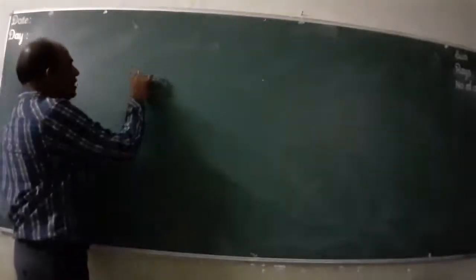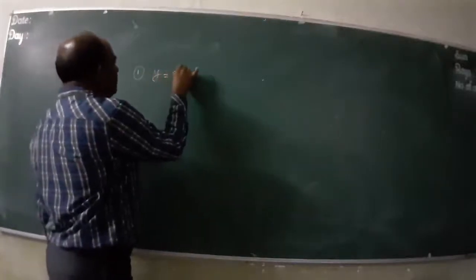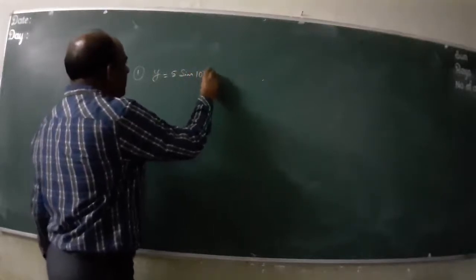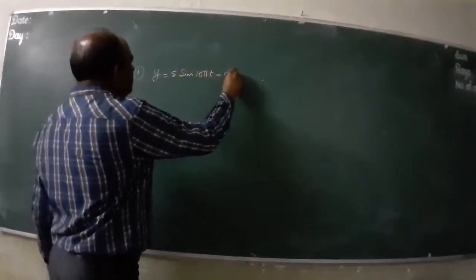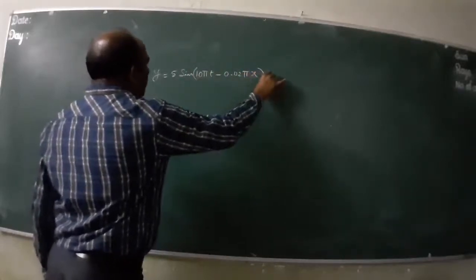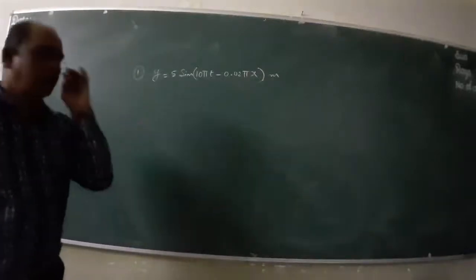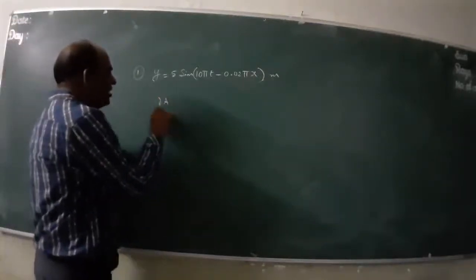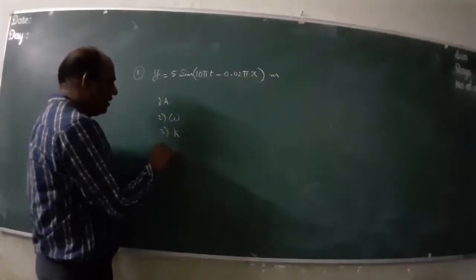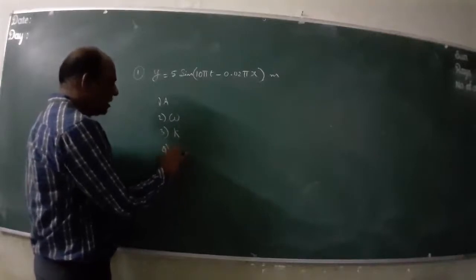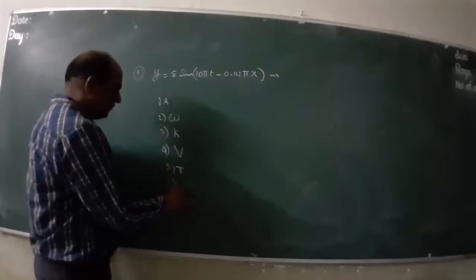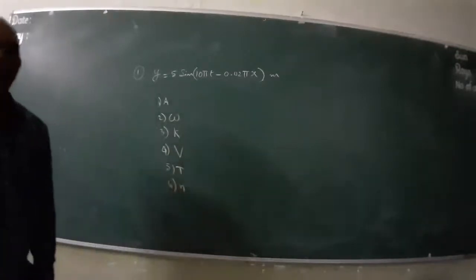So first problem: a progressive wave is represented by y = 5 sin(10 pi t minus 0.02 pi x) meters. Calculate amplitude of oscillation, angular frequency, angular wave number, velocity of sound, time period, frequency of the progressive wave.